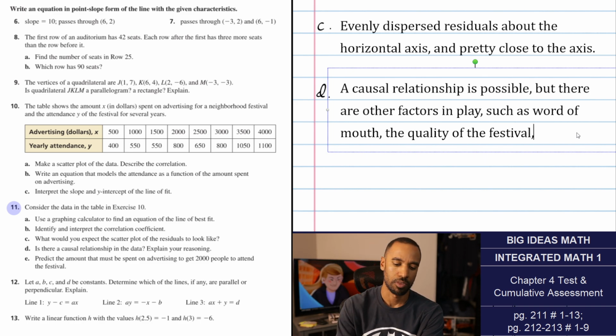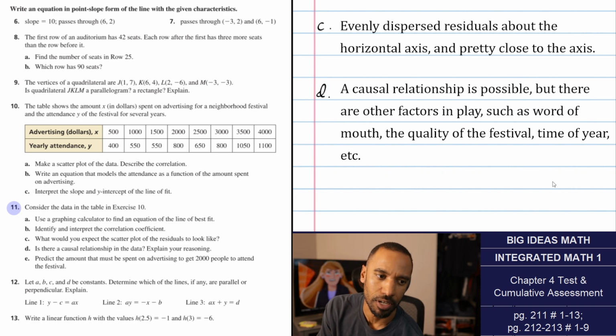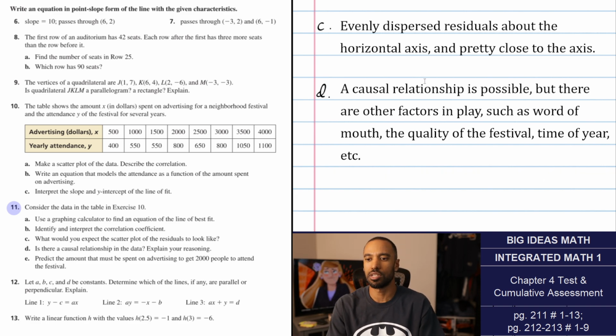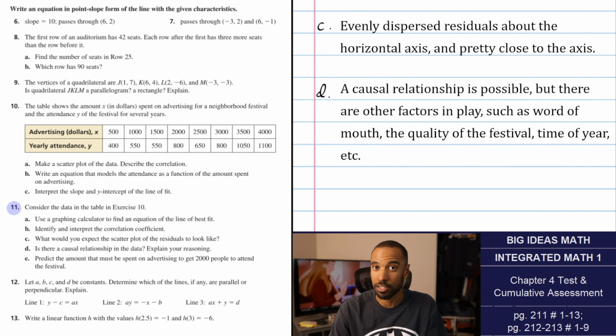Population, time of year. I guess they said it's the same time. Well, I don't know, neighborhood festival. I don't know. So just things, right? One can be a part of it. It's a factor. And honestly, that's what the R squared is all about. We haven't talked about R squared, guys.